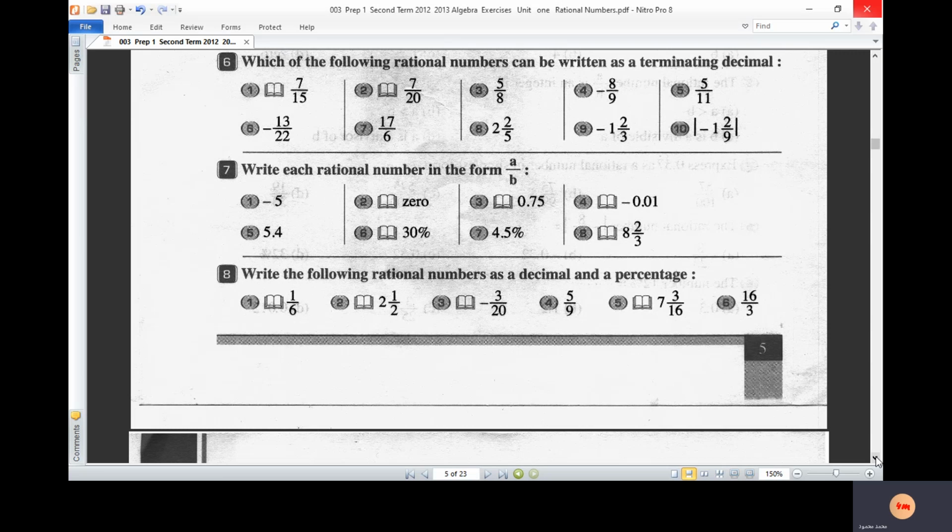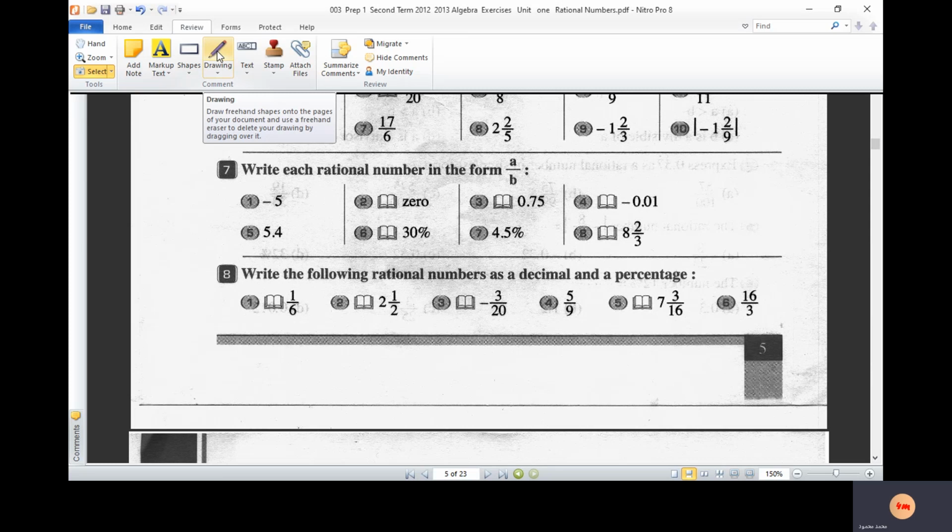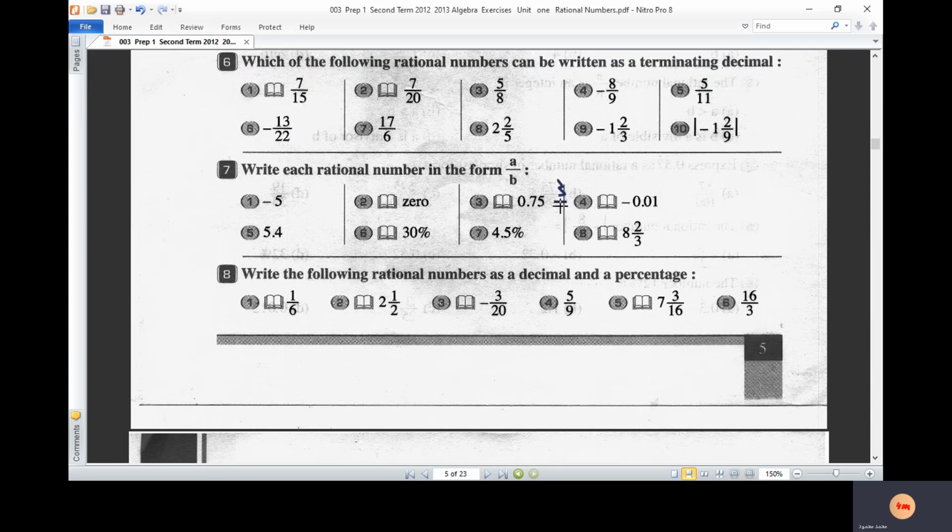Write each rational number in the form a over b. It's easy. Negative 5, you will write it as negative 5 over 1. 0.75 is 75 over 100, and you can make it in simplest form, it will be 3 quarters. Negative 0.01 will be negative 1 over 100. 5.4 will be 54 over 10. 30% is 30 over 100, and you can simplify it. 4.5% will be 4.5 over 100, or 45 over 1000, and then simplify.